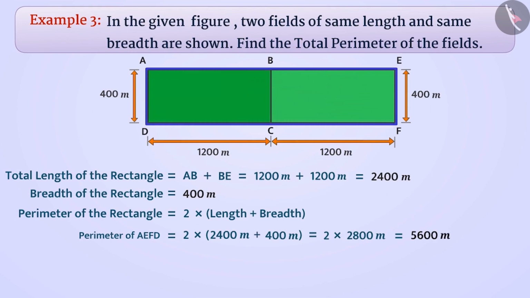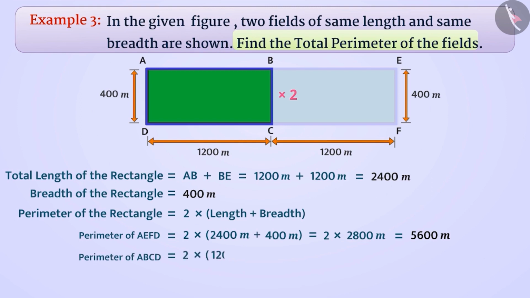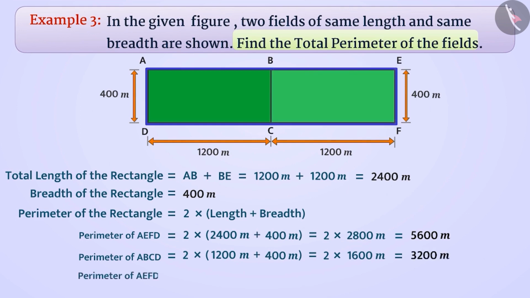Just think, here, both the fields have the same shape. If we find the perimeter of one field and then double it, then will we be able to find the total perimeter of both the fields? Let's try it out. Here, the perimeter of the rectangle ABCD will be 2 into (1200 meter plus 400 meter), which is equal to 2 into 1600 meter, which is equal to 3200 meter. In this way, the perimeter of the rectangle AEFD is equal to 2 into the perimeter of the rectangle ABCD, which is equal to 2 into 3200 meter, which is equal to 6400 meter.